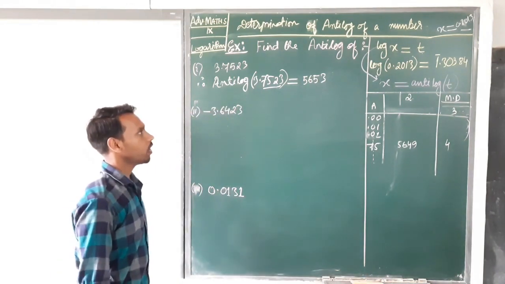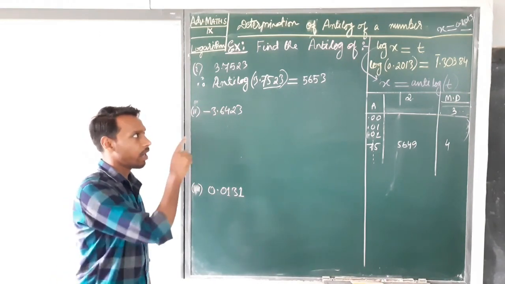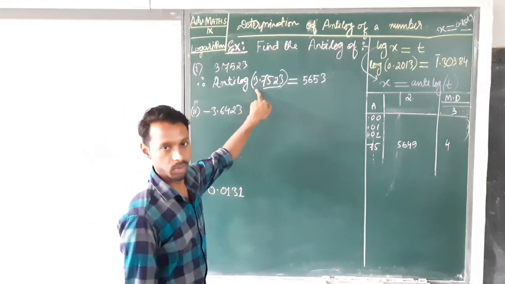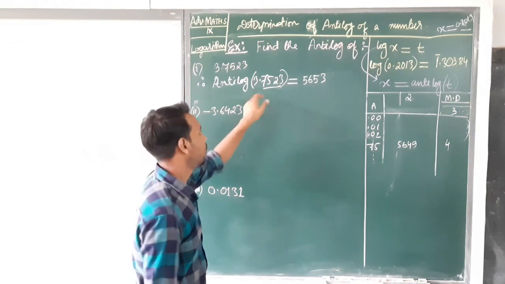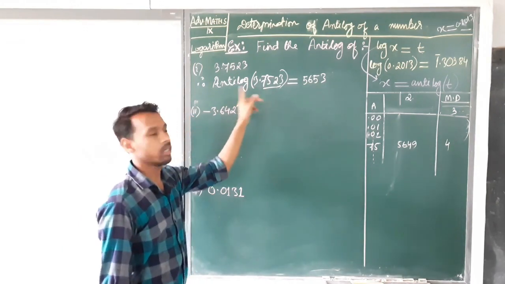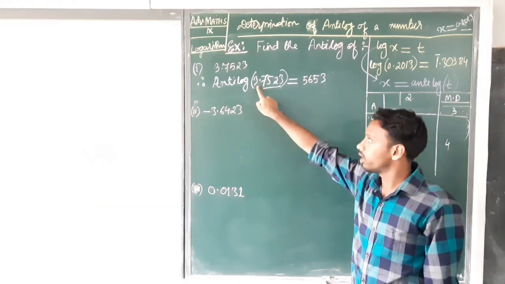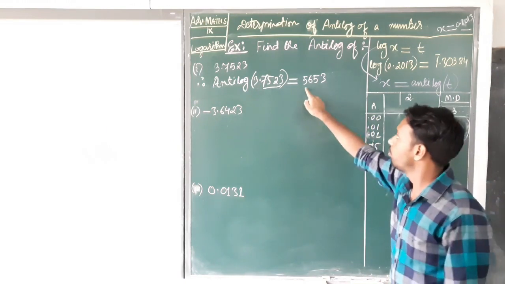Alright, so 5, 6, 5, 3. This is the value you got. Now, after writing this value, this integral part you have to consider, which we ignored at the starting point of using the antilog table. This integral part we have to consider now. If it is 3, we use this integral part for putting the decimal point. Here we have to put the decimal point.